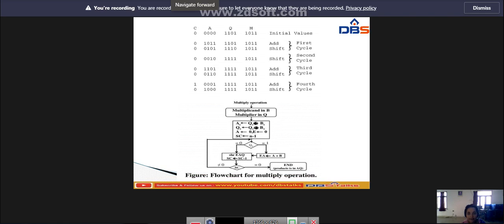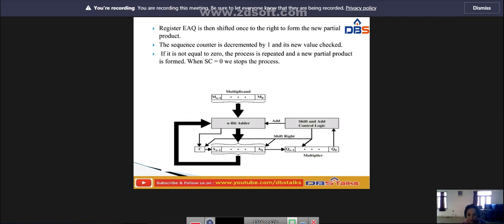And this is the table having C, A, Q, and M, with initial values. So in this diagram I am providing C as 0 here. So this is the A.